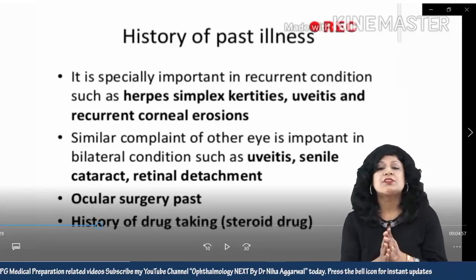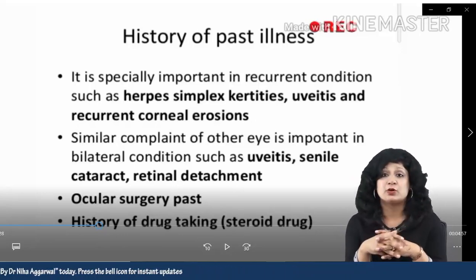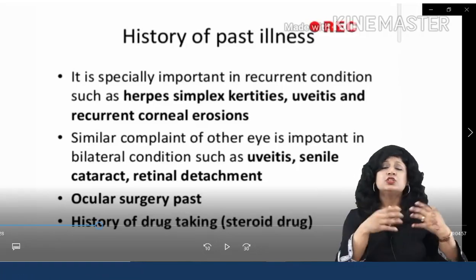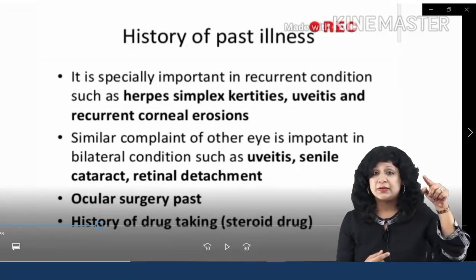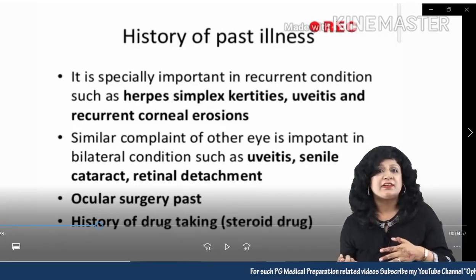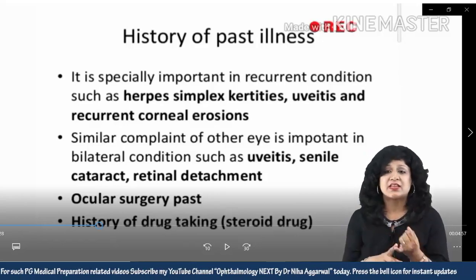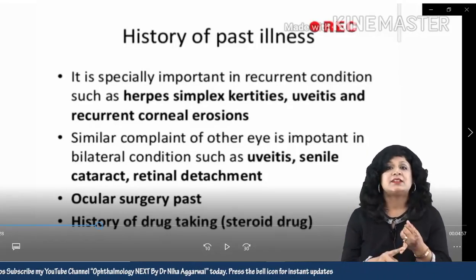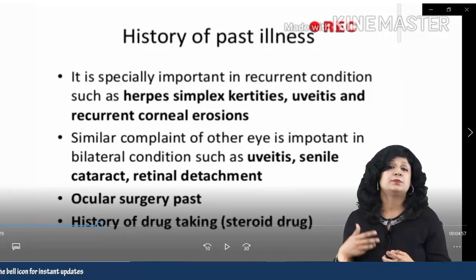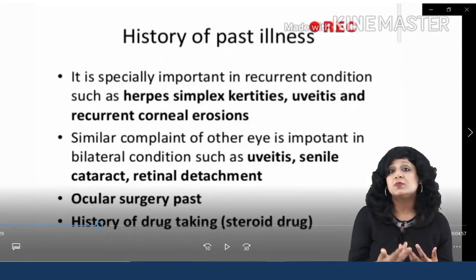Alright, now next we come to the history of past illness. History of past illness is again important, especially for certain diseases and conditions which are recurrent. So I'll get to know that if this happened, obviously there are chances of a recurrent lesion. A very common example is viral keratitis. It can be herpes simplex keratitis, herpes zoster keratitis, recurrent corneal erosions, dystrophies, uveitis, we can have recurrent uveitis, we can have recurrent vitreous hemorrhage.